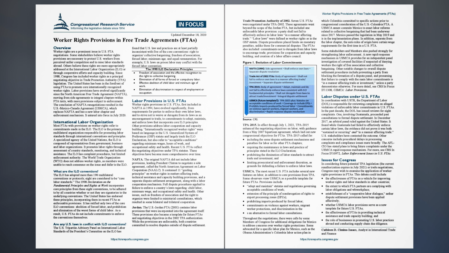Are any U.S. laws in conflict with ILO conventions? The U.S. Tripartite Advisory Panel on International Labor Standards of the President's Committee on the ILO has found that U.S. law and practices are at least partially inconsistent with 5 of the core conventions: right to organize, collective bargaining, freedom of association, forced labor, minimum age, and equal remuneration. For example, U.S. laws on prison labor may conflict with the Forced Labor Convention.